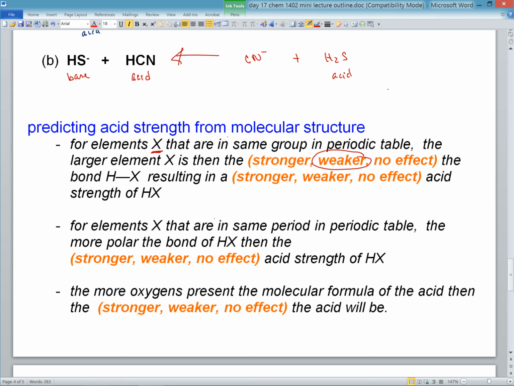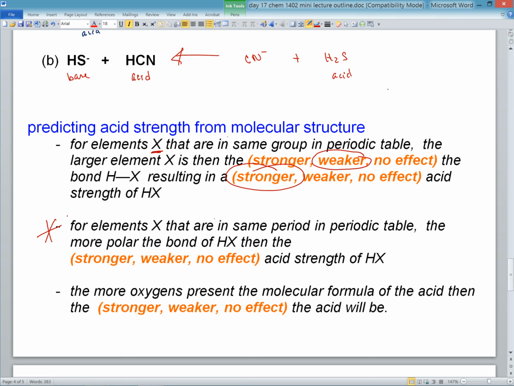Okay, so now if this bond is weaker, that would result in what acid, Jamie? Stronger acid, right? It's going to fall off easier. So that's going to be a stronger acid. Does that make sense? That's the logic behind it. Weaker bond, stronger acid.